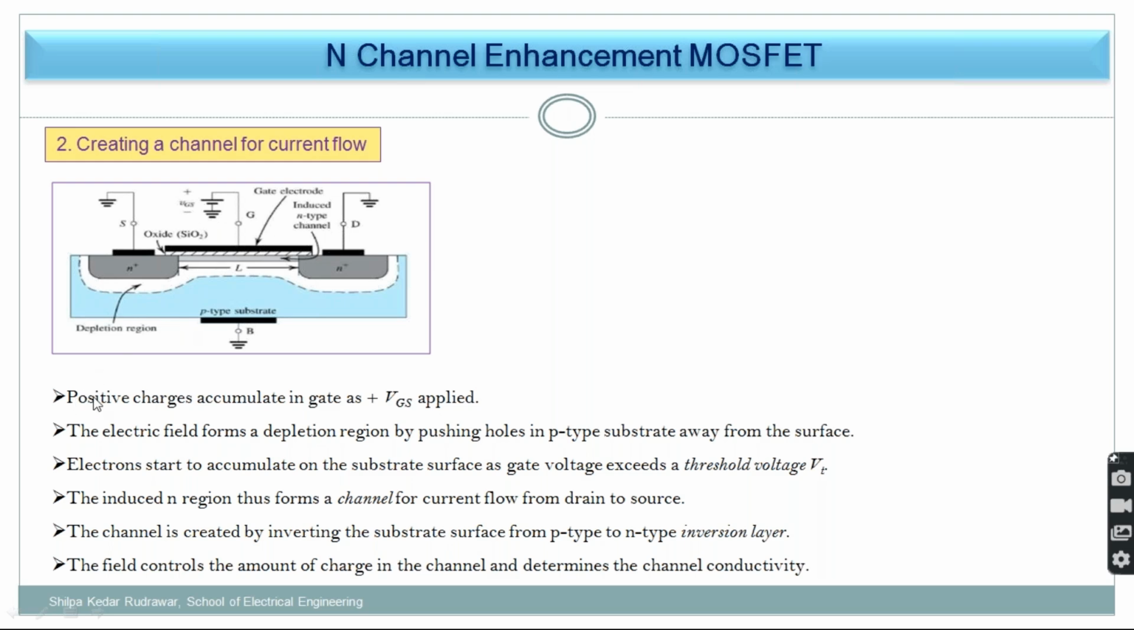So when a positive voltage is applied, electrons will get accumulated near the surface, and there is a formation of the inversion layer when VGS is greater than the threshold voltage. And once the inversion layer is formed, it is ready for current to flow. Now, how will current flow? Hope up to this point the idea is clear.